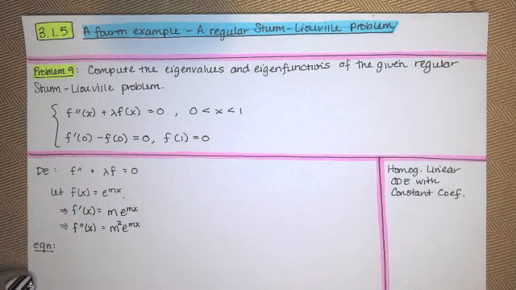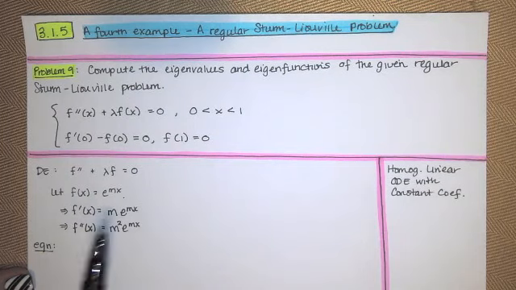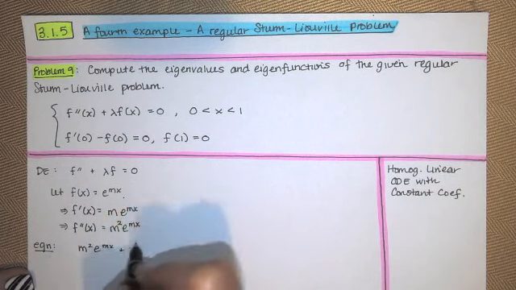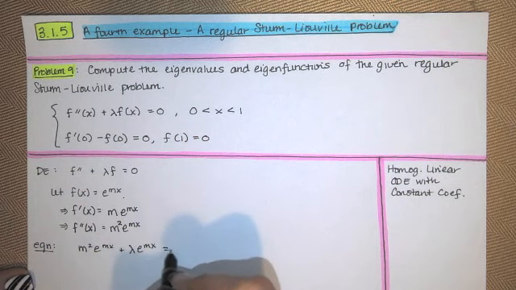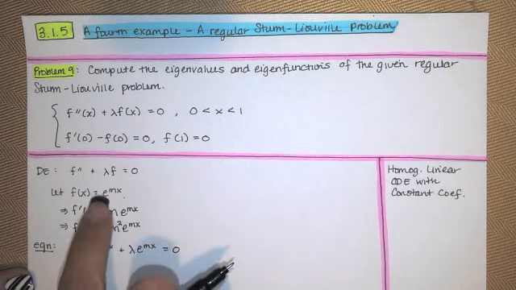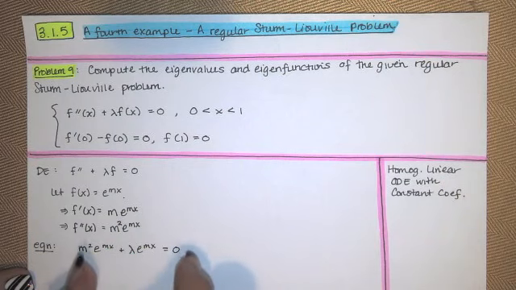So we substitute into the equation. Now it won't be a differential equation anymore. If f is a solution of this differential equation, then the following would have to be true. F double prime, which is m squared times e to the mx, plus lambda times e to the mx would have to be 0. So I'm just substituting, but remember we're saying if f is a solution to this equation, then this algebraic equation involving m has to be true. So the values of m that satisfy this equation are the values of m that cause e to the mx to be a solution of the differential equation.